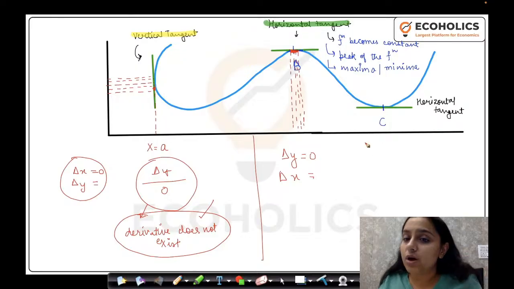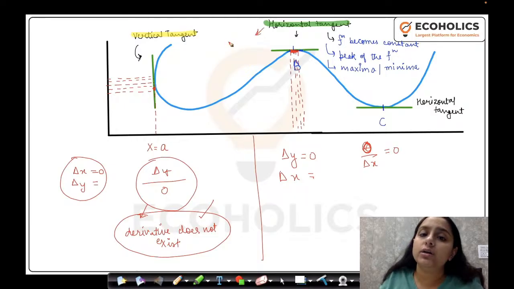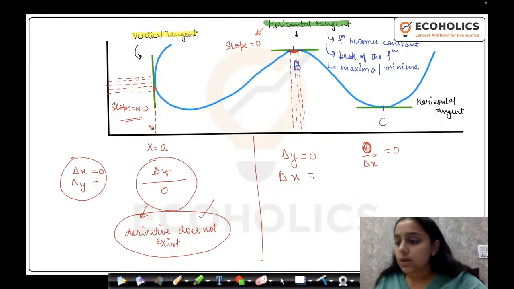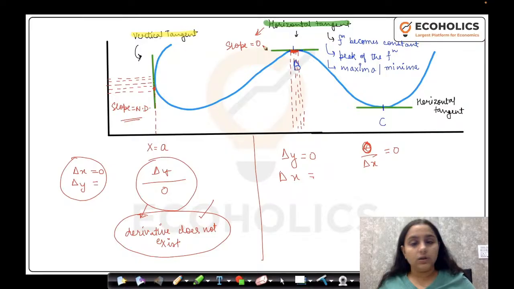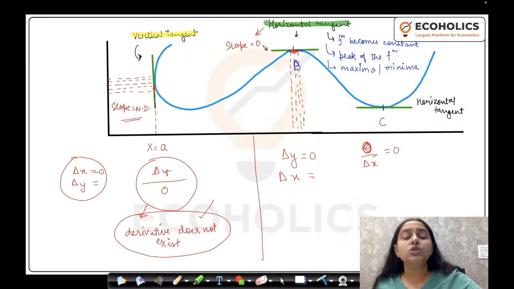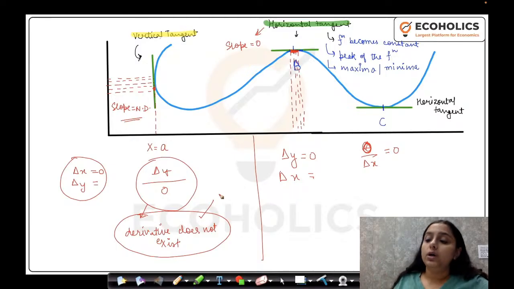So difference quotient क्या हो जाएगा? Change in y, which is 0, upon change in x. So ultimately 0. So at horizontal tangent, slope is 0. But at vertical tangent, slope is not defined. Slope is not defined. And here it is 0. So that's what you have to take from here. And as I've told you, if your function is not continuous, then your function is also not differentiable.